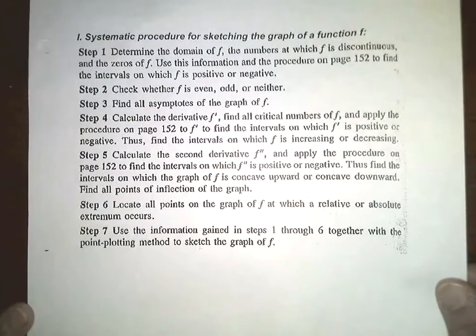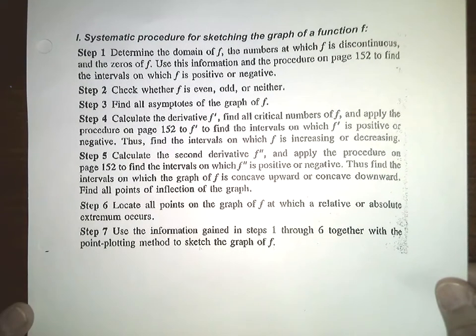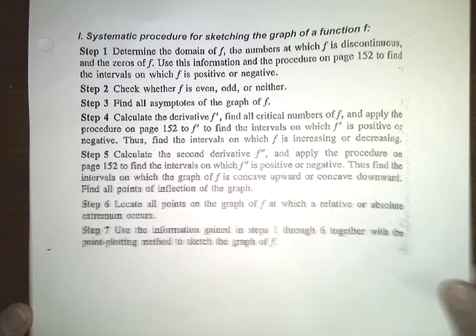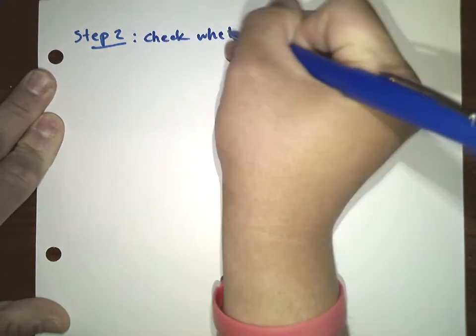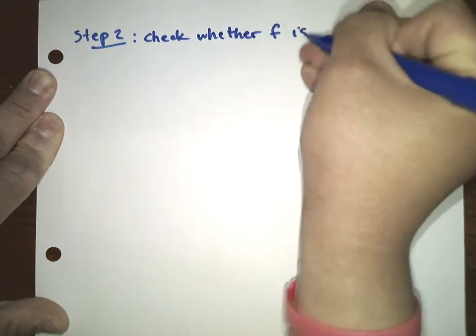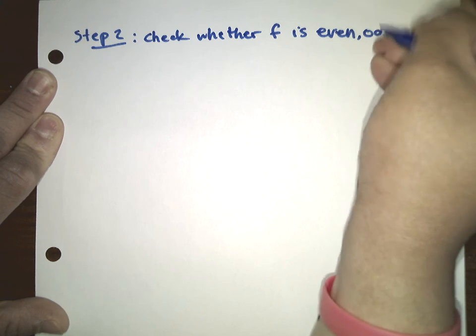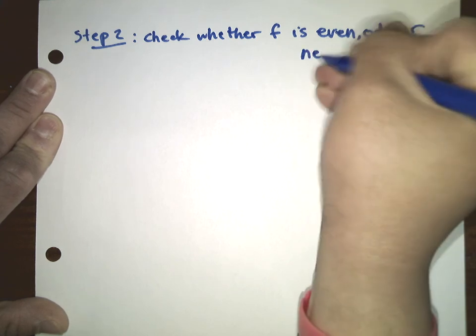All right, so now let's see. Step 2, check whether f is even, odd, or neither. So how would you figure out this? So check whether f is even, odd, or neither.